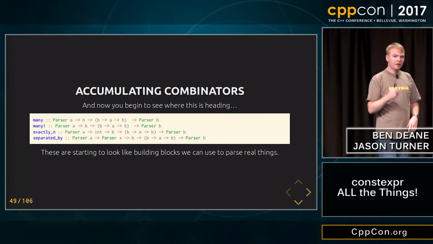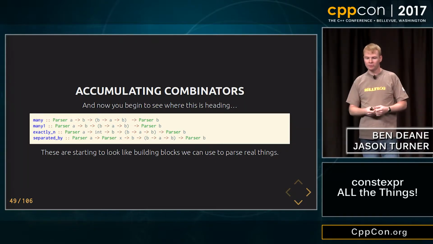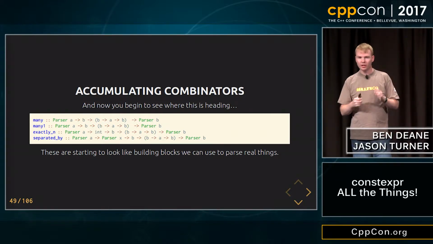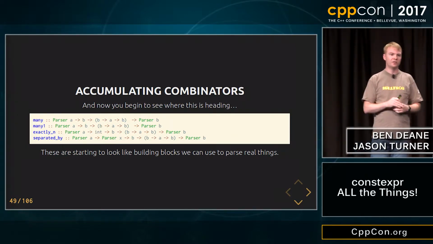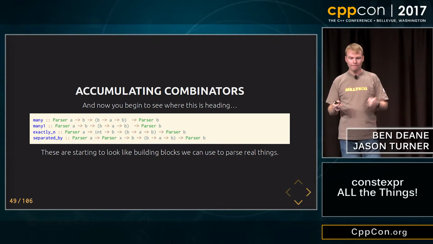Okay, a few more combinators. And now you can start to see perhaps what we're building up to. Now I'm just showing you the Haskell type signatures for these, but maybe you can imagine, having seen some of those C++ bodies, how these might be implemented. And the thing these have in common is they're accumulation style. So they work in the same way as std accumulate.